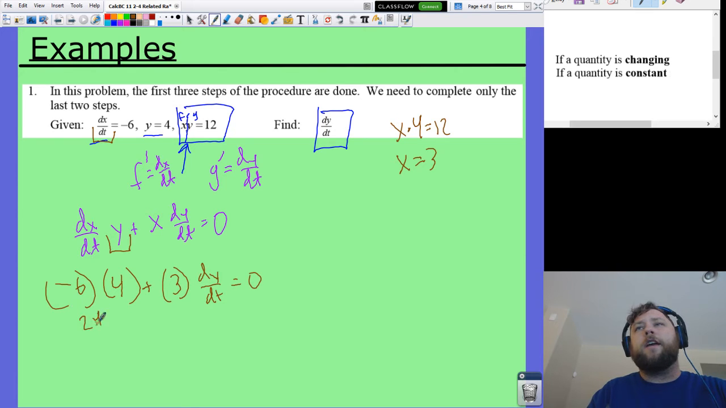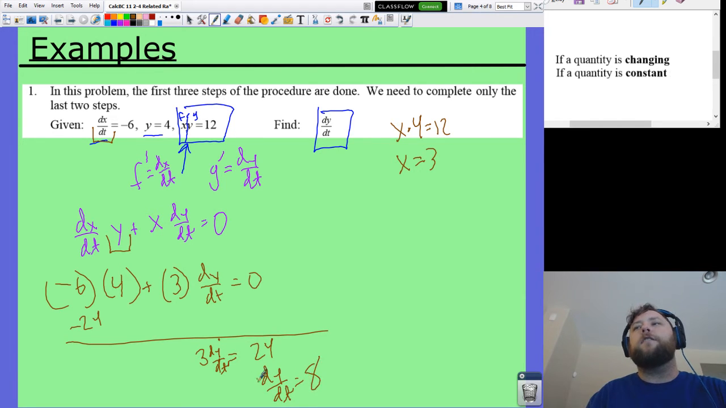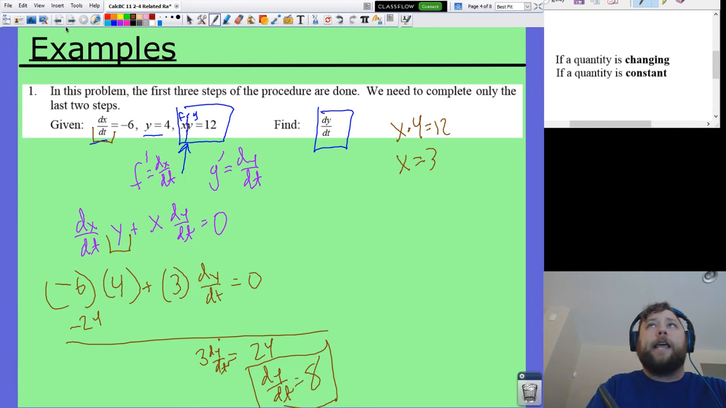So this is going to be negative 24. I'm going to add that to both sides. So I get 24 equals 3 times dy/dt. Divide by 3. My dy/dt is going to equal positive 8. And so that means the rate of change, dy/dt, is 8.